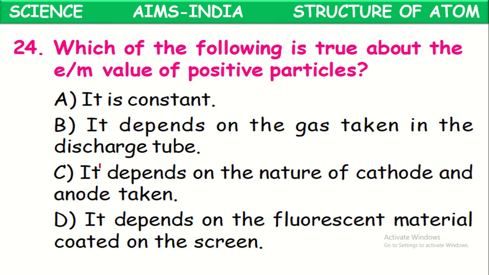Next, which of the following is true about the e/m value of positive particles? Positive particles are nothing but anode rays. So the e/m value depends upon the nature of the gas taken in the discharge tube. So this varies for anode rays or positive particles from gas to gas.